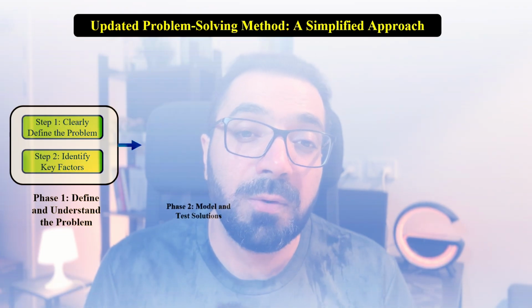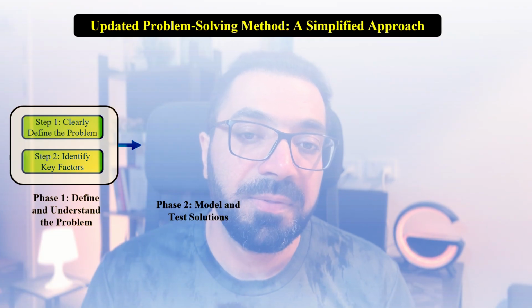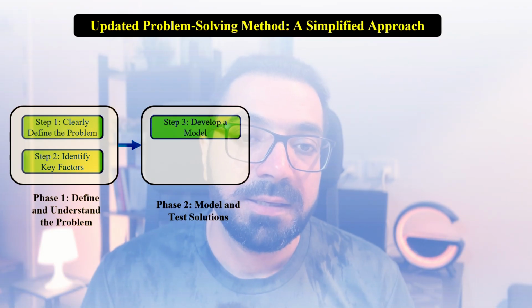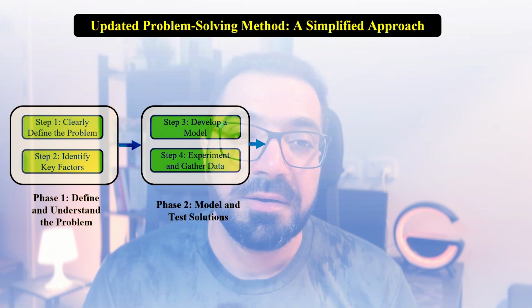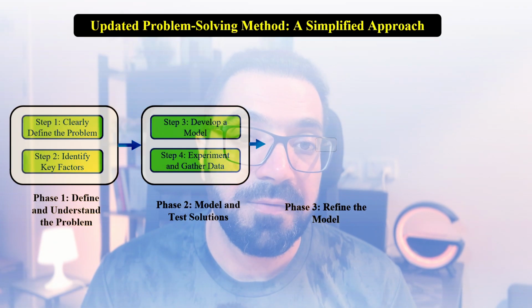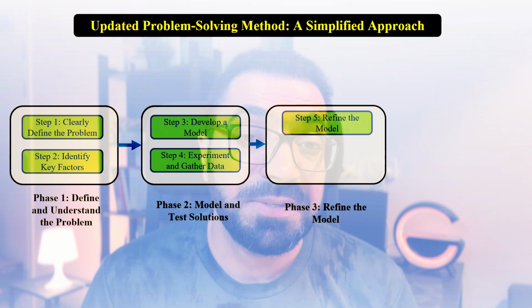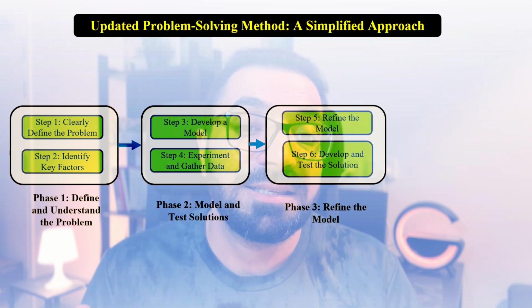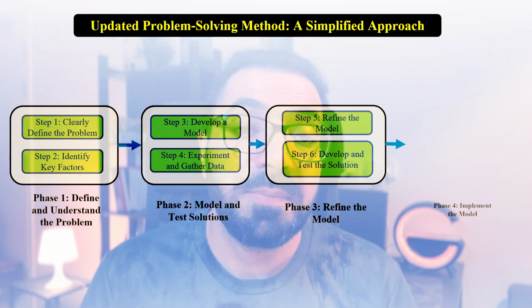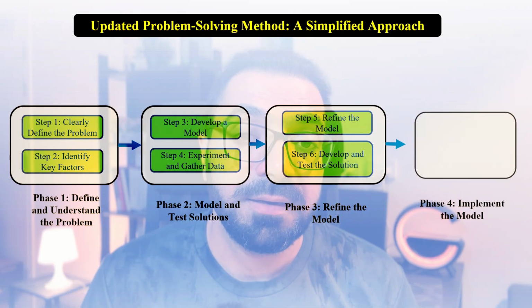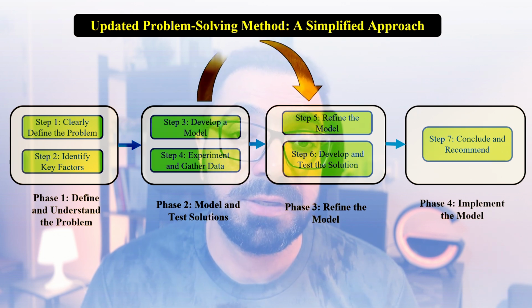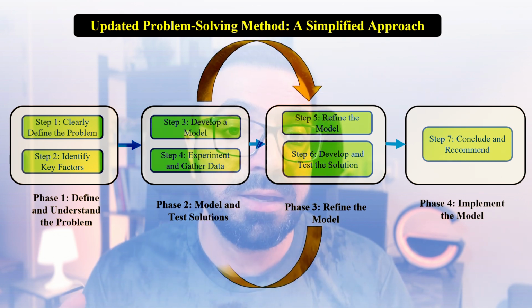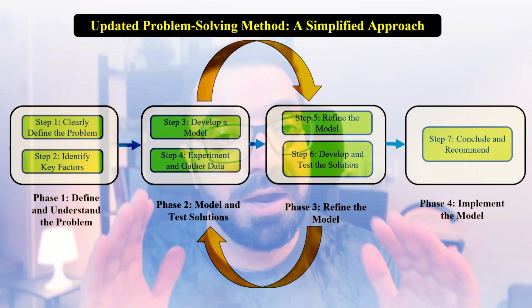Phase 2. Model and test solutions. Step 3. Develop a model. Step 4. Experiment and gather data. Phase 3. Refine the model. Step 5. Refine the model. Step 6. Develop and test the solution. Phase 4. Implement the model. Step 7. Conclude and recommend. So several cycles or iterations of phase 2 and phase 3 may be required to reach the final solution.